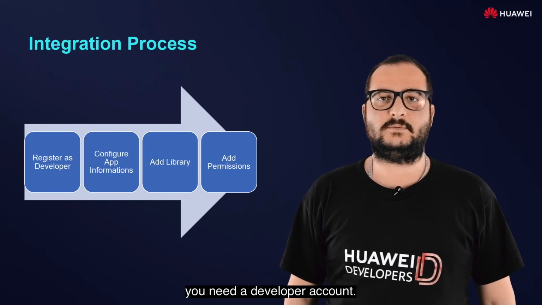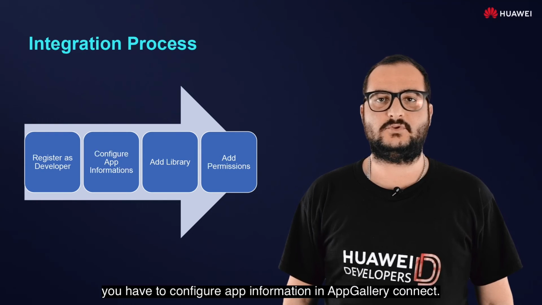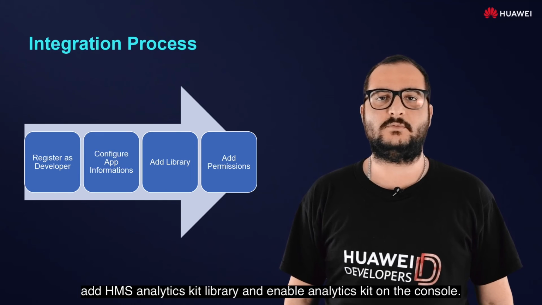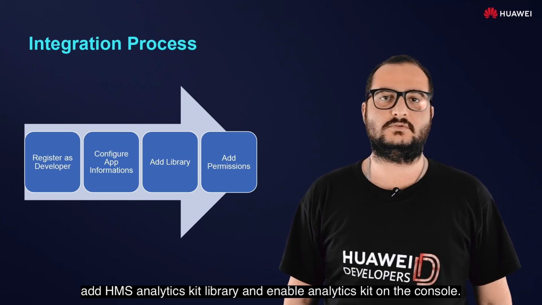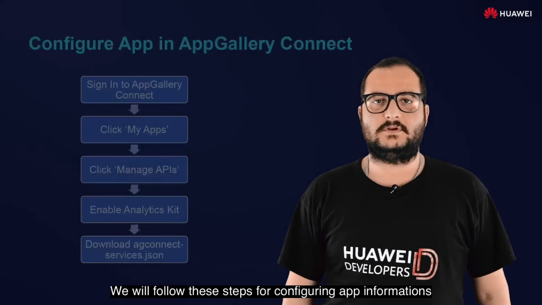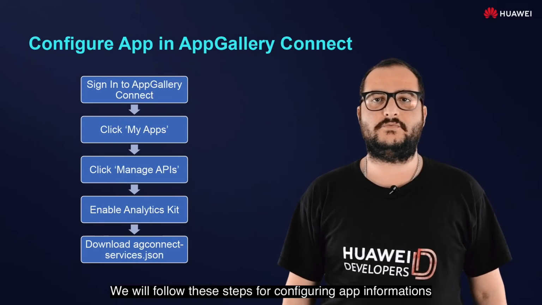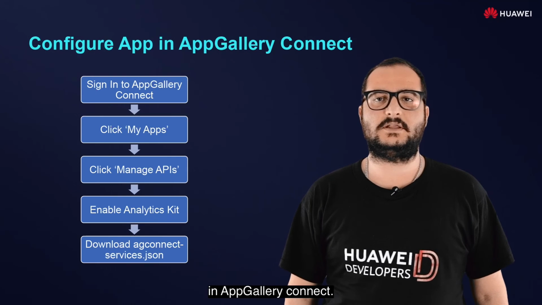Firstly, you need a developer account. Secondly, you have to configure app information in AppGallery Connect. Then add Huawei Mobile Services Analytics Kit library and enable Analytics Kit on the console. And add permissions. We will follow these steps for configuring app information in AppGallery Connect.